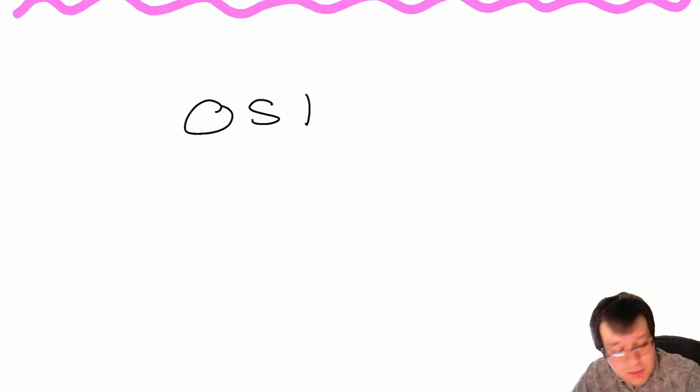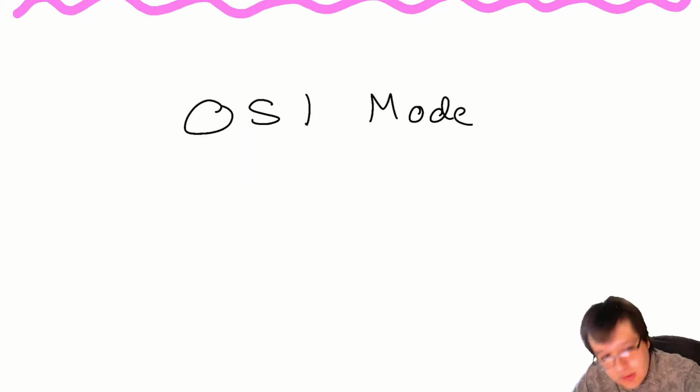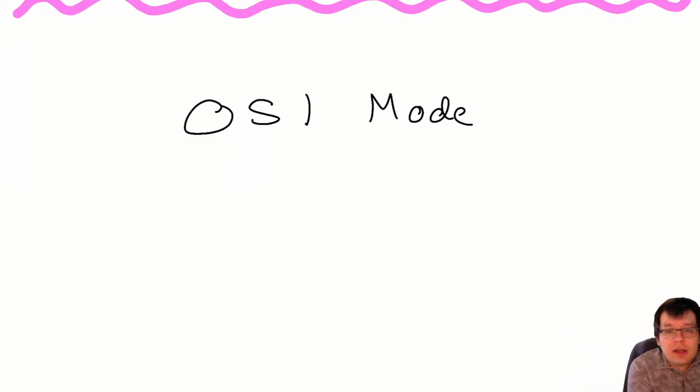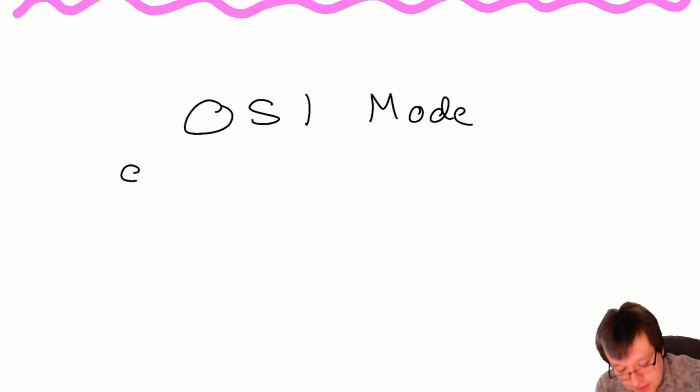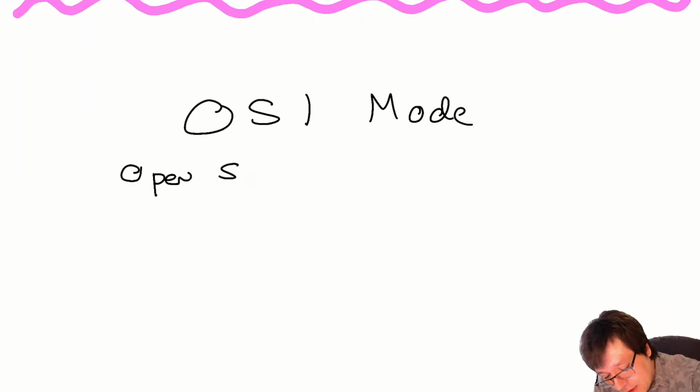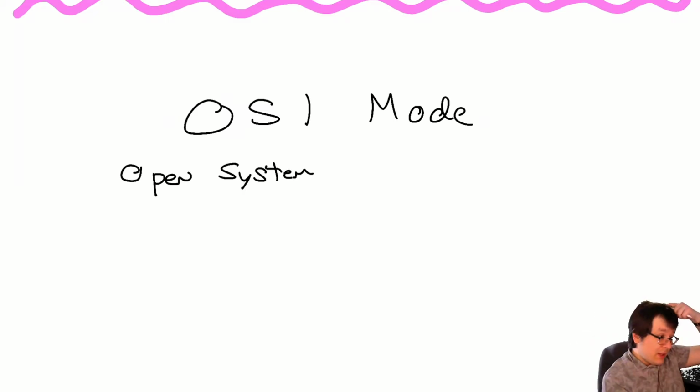OSI model. And I guess a good starting point is to tell you what the different layers of the OSI model are. First of all, does anybody know what OSI actually stands for? So it's Open Systems Interconnection. I had to write that down earlier because I wasn't very sure about the I part.